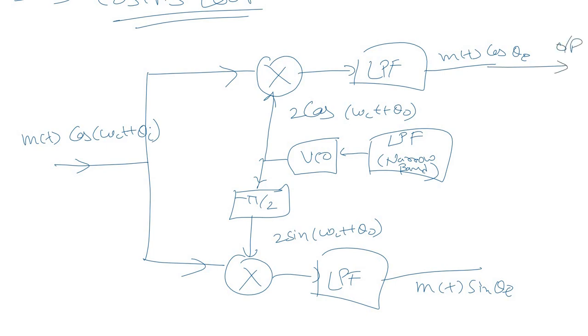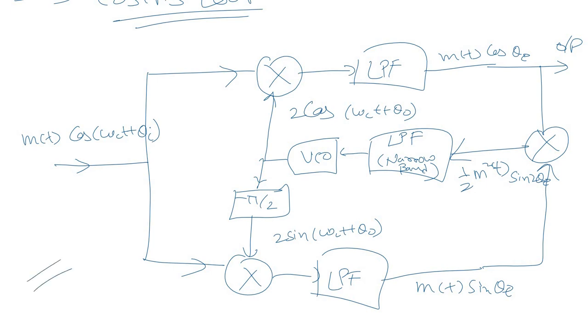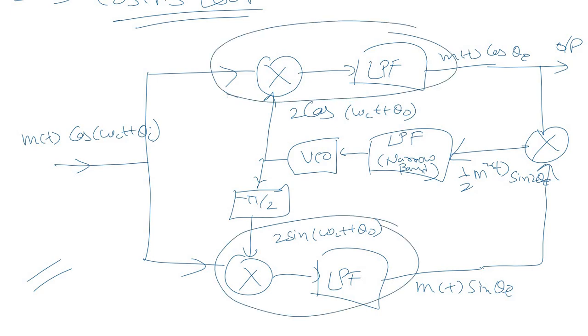This is the output and given into a multiplier, and this multiplied output will be 1 by 2 m squared t into sine 2 theta E, right? So this is the block diagram for the Costas loop. If we carefully analyze this block diagram, we find that there are two branches, and if we again look at these two branches, these are your two PLLs, okay, with the carrier of phase shift of pi by 2.